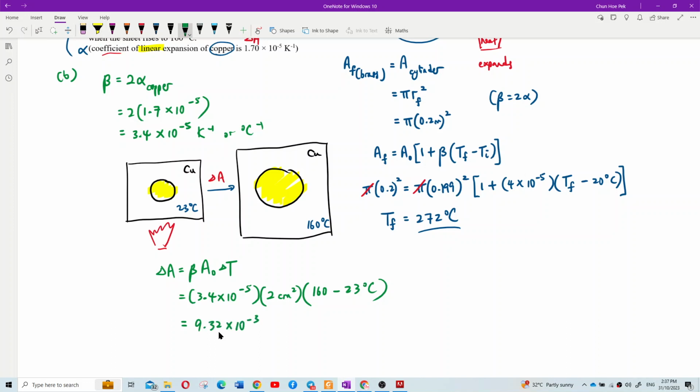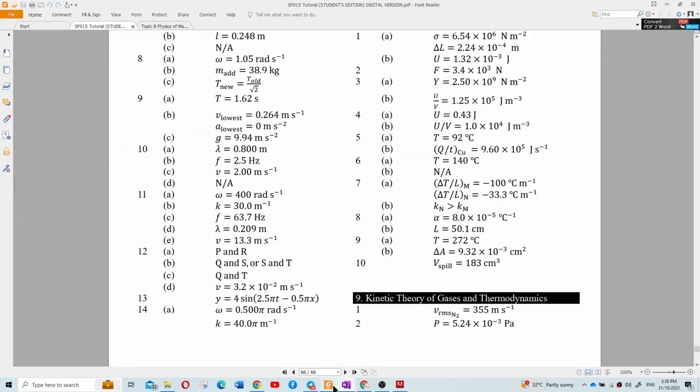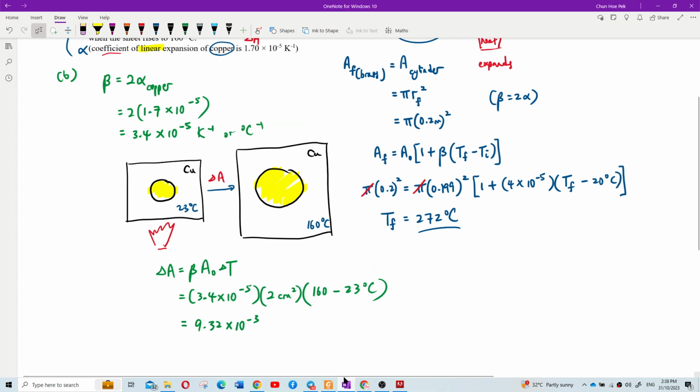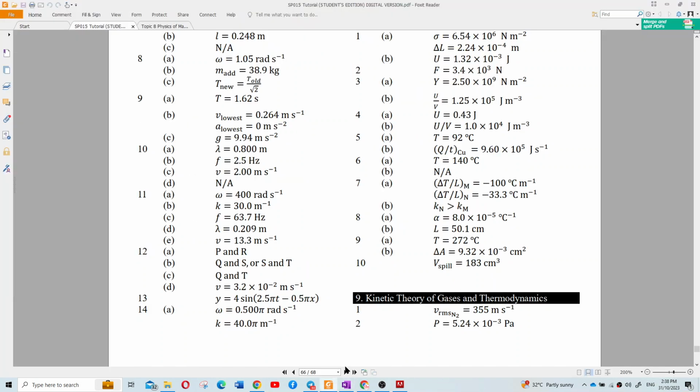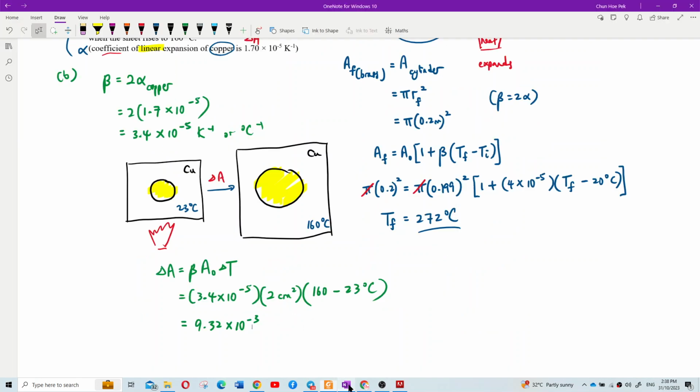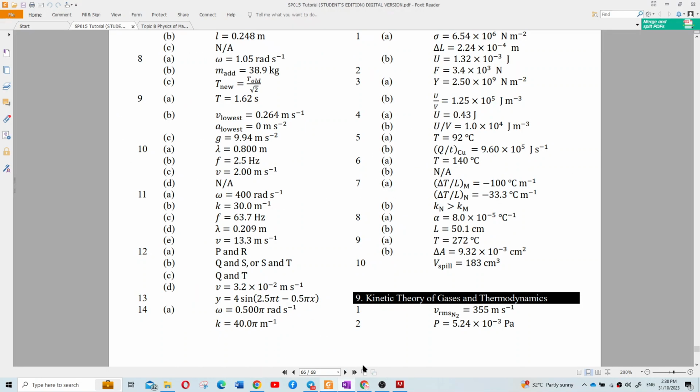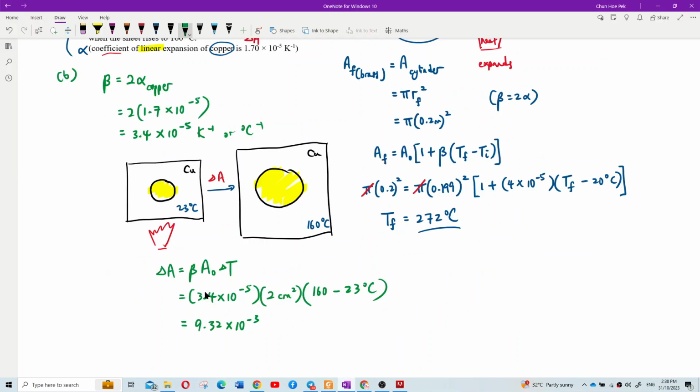I hope that you do it yourself later on. Don't just copy the answer. Now I have no choice. I'm rushing, so I need an immediate answer. That's why. Okay, 9.32 exponent -3 cm square. Okay, that's how you do it. Multiply, you get the answer.